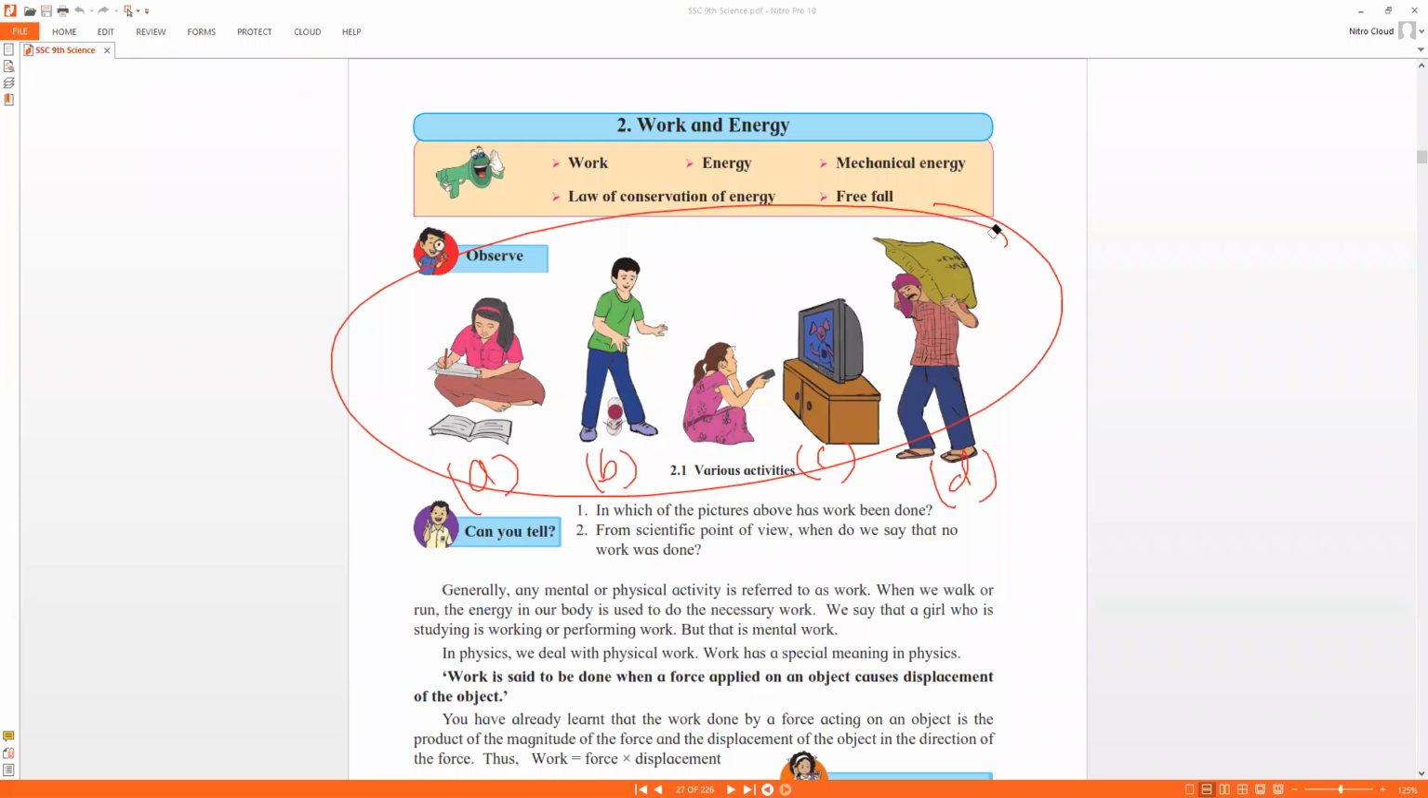pictures. So in A, the girl is doing her homework. So the thing is, although she is using her hand or using her brain to solve the sums or to do the homework, she is not actually moving. Moving means she is not changing her place. So she is not doing any work.